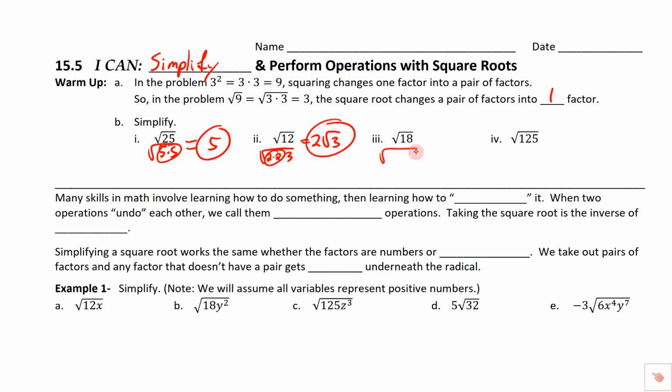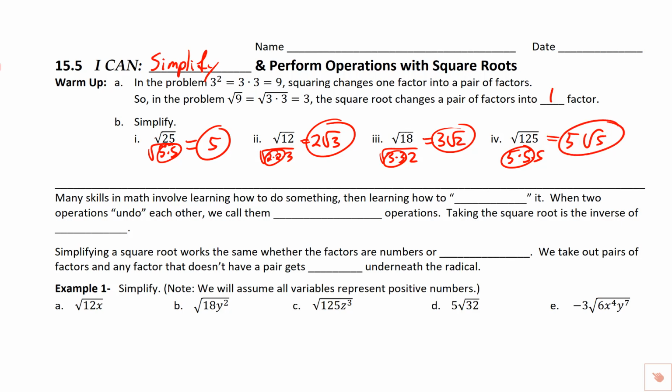Same type of thing on this one. This would be 3 times 6. And 6 is 3 times 2, so we've got a pair of 3's there. So this is going to be 3 radical 2. And then 125, hopefully you've got that one memorized. That's actually 5 cubed, so it's 3 5's. Pair of 5's there, so we're going to have a 5 on the outside and a 5 stuck on the inside. And go ahead and circle that.